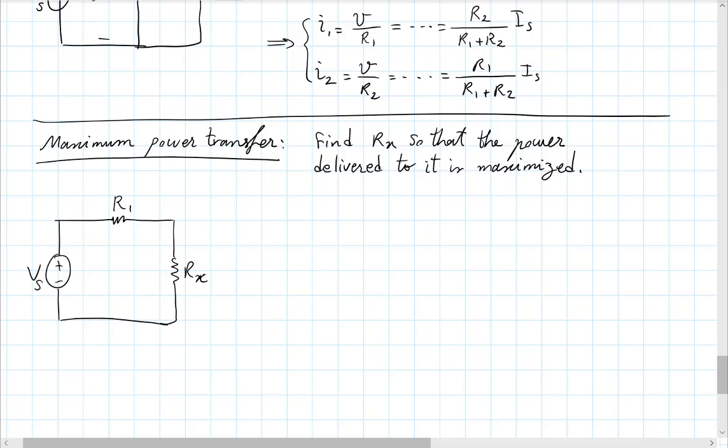Well, let's see how I would do that. Just calculate the power and maximize it. To calculate the power, you need the voltage and current of that resistor, and you can do that by writing your KVL and solving the circuit. But now that we have more of these techniques, more of these tools, I can maybe do that more quickly.